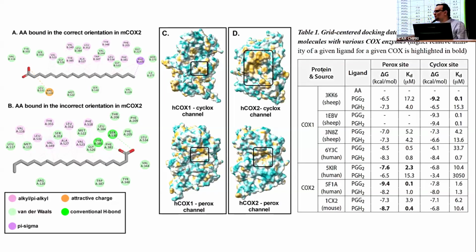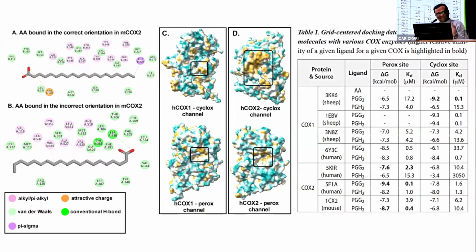But these are all lipid molecules. How well would they just come out of lipid, right? So there is a very interesting crystal structure of mouse cyclooxygenase, which I found, in which there is both productive and non-productive binding of arachidonic acid.